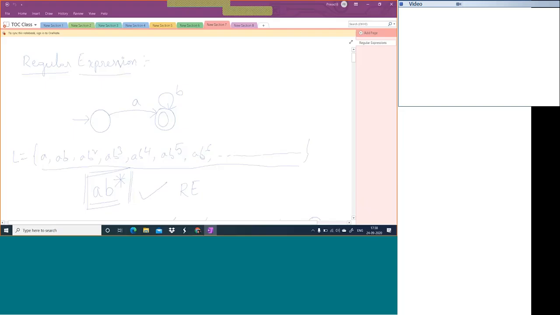Then what is the corresponding finite automata? That is the diagram. Okay.